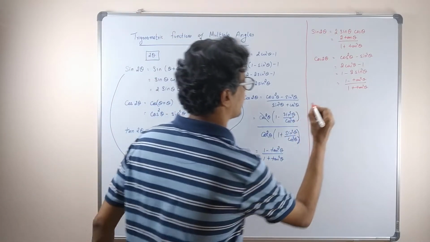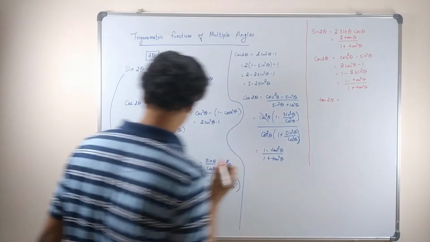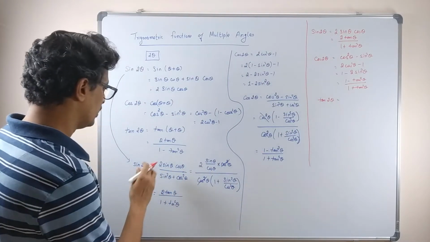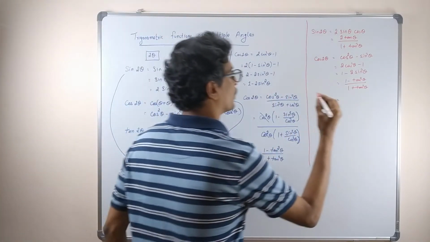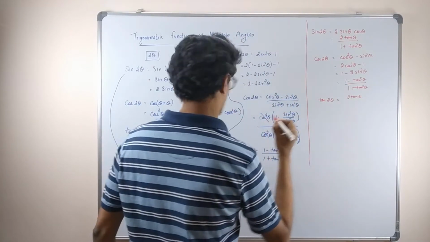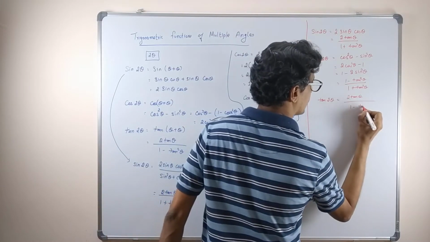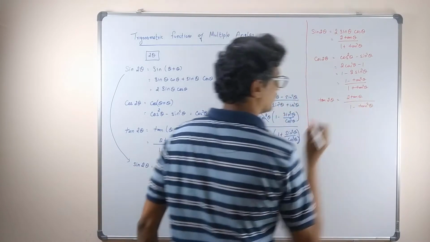The last one is tan 2 theta. Tan 2 theta will be equal to what other formula we got? Only this, right? So that is 2 tan theta divided by 1 minus tan square theta. Okay?